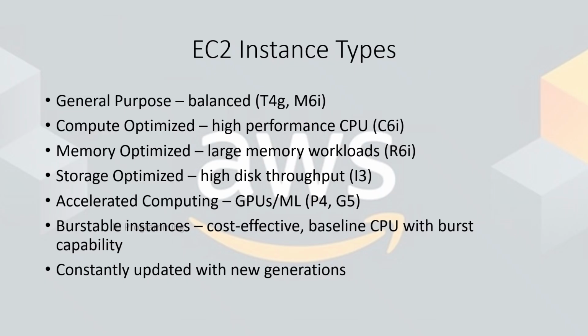And there's a special category: burstable instances, such as the T-series. They provide baseline CPU performance but also allow bursts when needed, which makes them cost-effective for variable workloads. AWS keeps updating these families, so newer generations are usually faster and more cost-efficient than older ones.